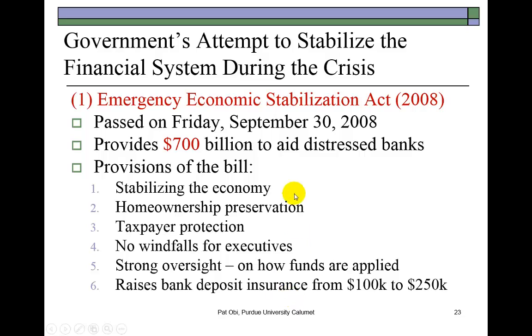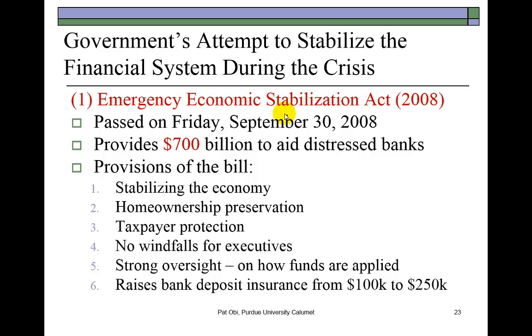All right, and so I show here some of the government's attempts to stabilize the financial system. First was the 2008 Emergency Economic Stabilization Act, signed by President George W. Bush, which provided $700 billion to help distressed banks. And some of the provisions of the bill are summarized here. Many refer to this legislation as the Wall Street Bailout Act or bill.